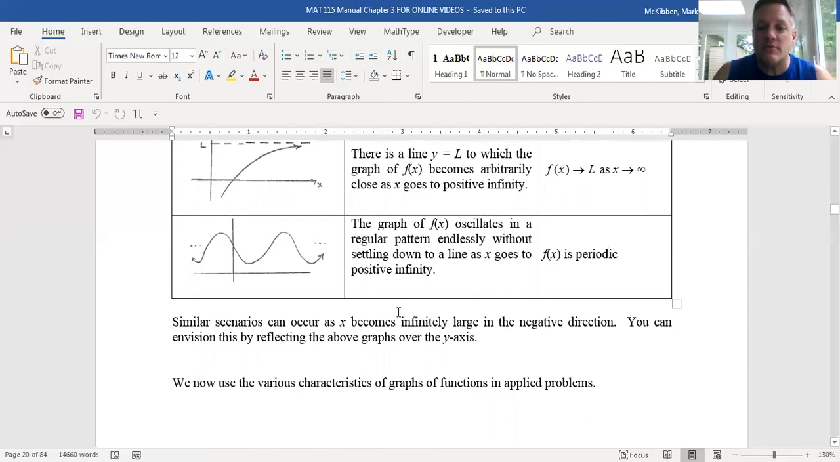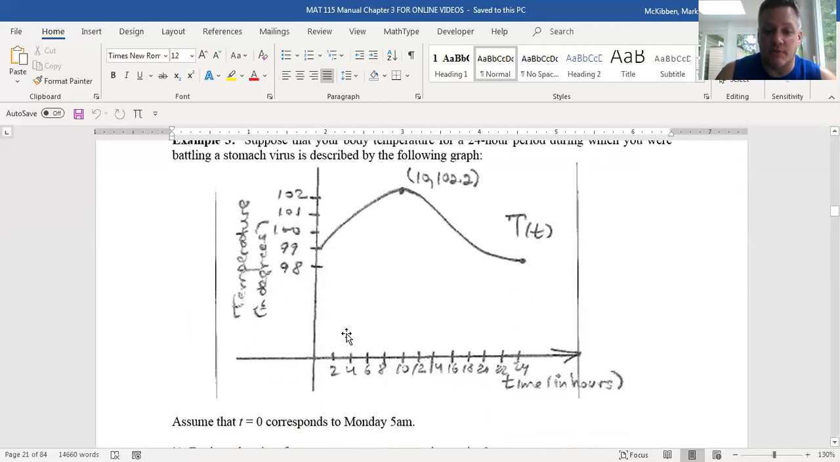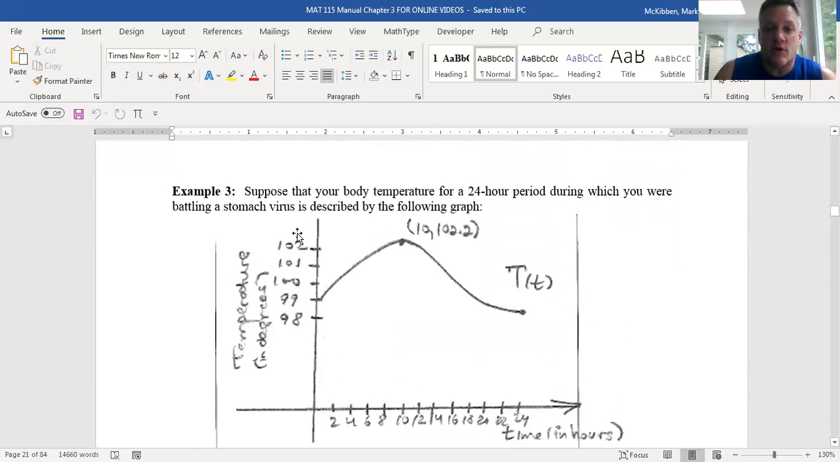Okay, so those are the main characteristics of functions that come in handy in applications. Let's look at a couple of these applied problems just to interpret how you use them. All right, so for example 3, suppose that your body temperature for a 24-hour period during which you have a virus is given by this graph.